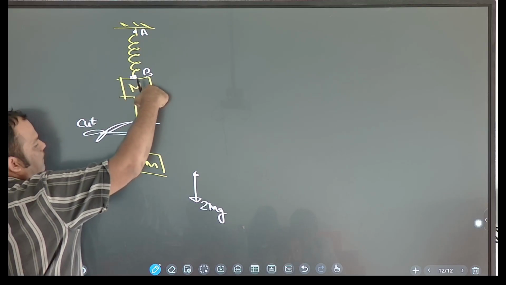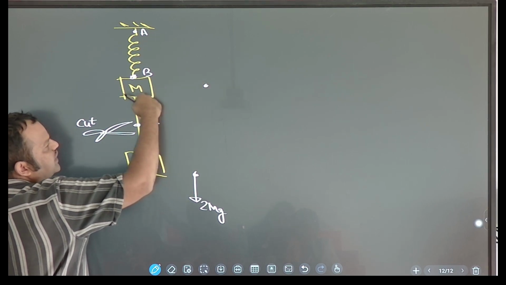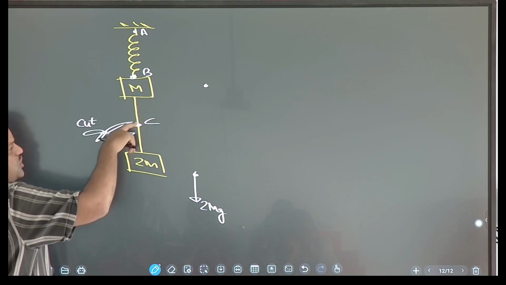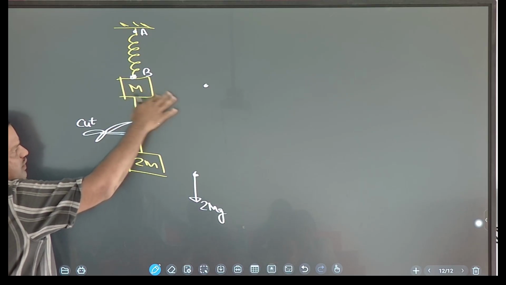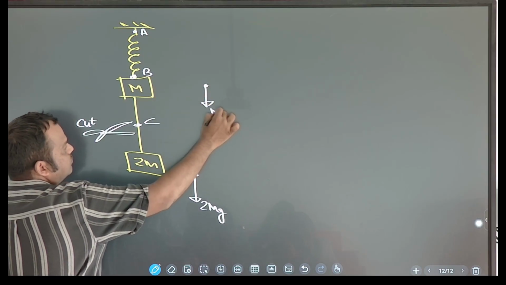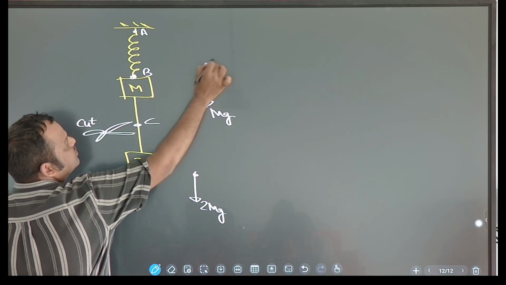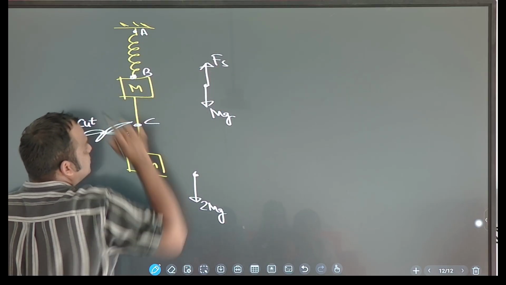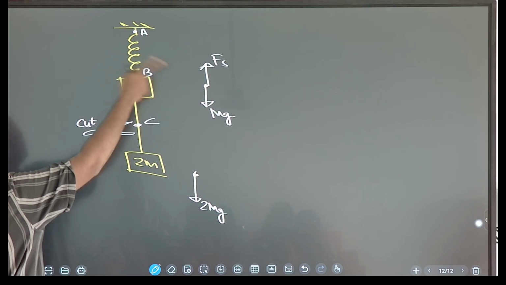And for M, is there any tension downward? The string is cut. So no tension. So downward, what is the force? Mg. And upward, what is the force? Fs. And Fs is same as before.